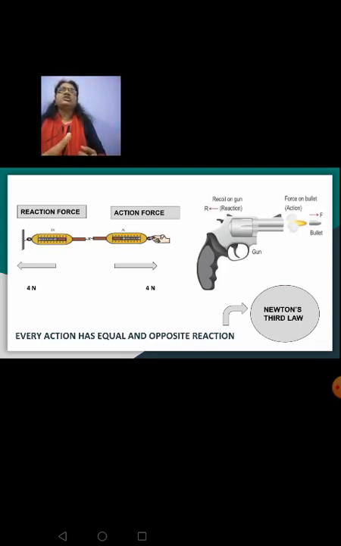Mass and acceleration are inversely proportional to each other. Greater the mass, acceleration will be less. Lesser the mass, acceleration will be more. Bullet is lighter in mass when compared to the gun. So bullet is moving with a greater velocity. When the gun recoils back, it will move very slowly. So Newton's third law of motion states that action and reaction force always act in the opposite direction. Every action has equal and opposite reaction.